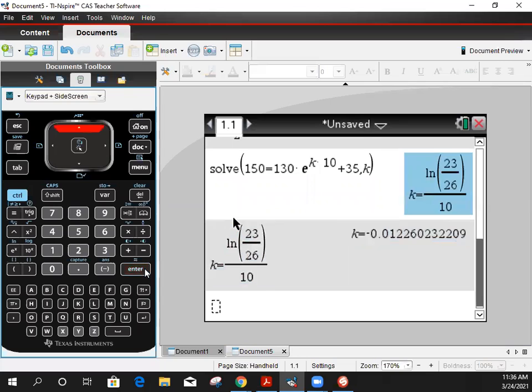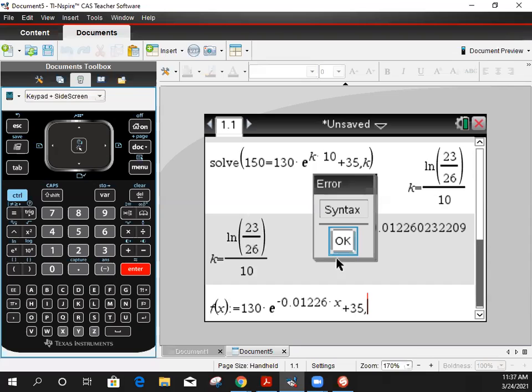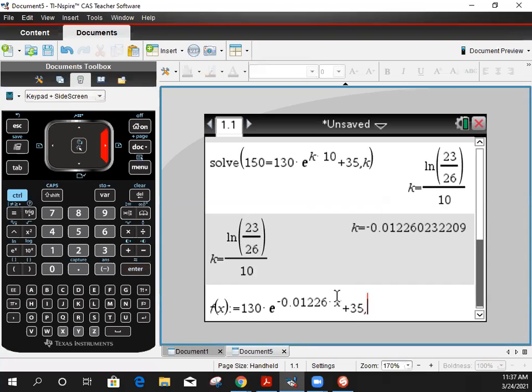All right, and now we could take our model. So what I'm going to do is just copy and paste all this and make it a function. So f of x, we're going to define it as this, where I'm going to plug in x for the time and that value for k, 0.01226. I did, because that's what k came out to be. And it makes sense because it's exponential decay, it's getting cooler. If it was getting warmer, it'd be positive.